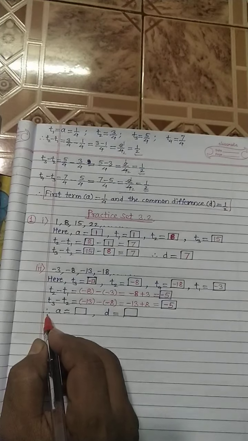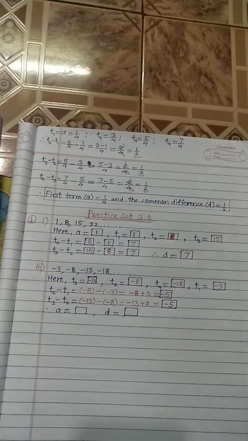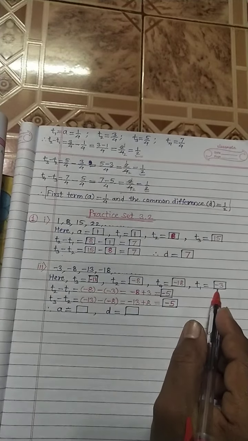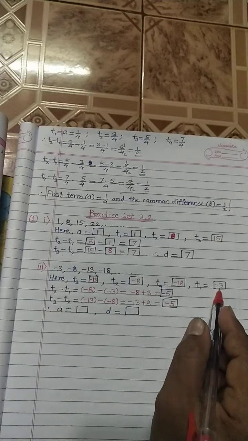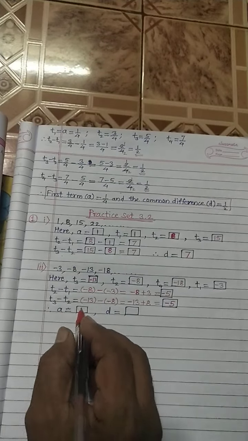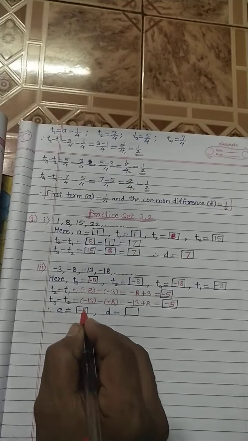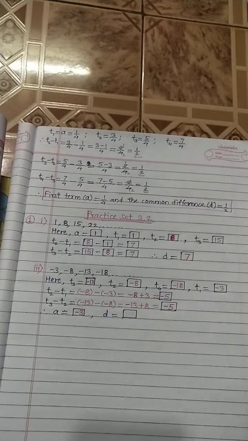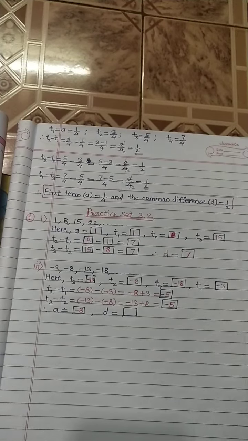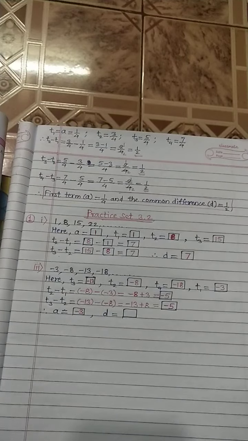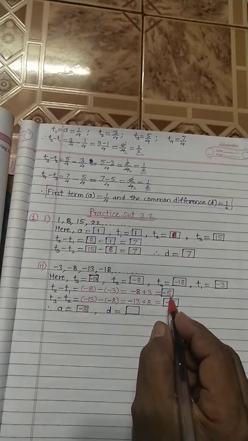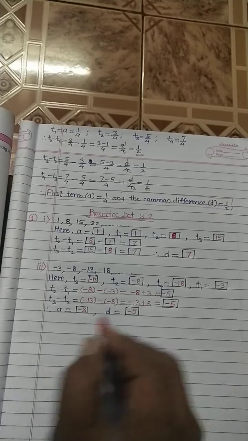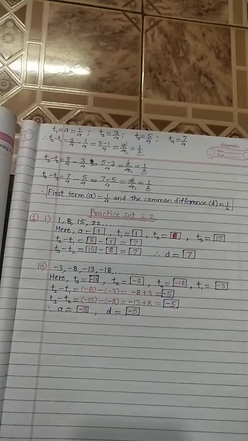Now we have to write A, the first term of the AP. First term means T1, which is minus 3. So A, the first term of the AP, is minus 3. And D means common difference. The common difference is minus 5. Here D is equal to minus 5.